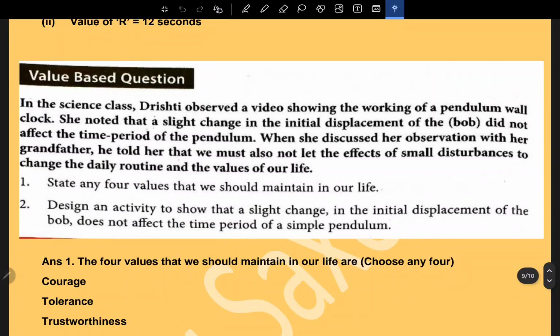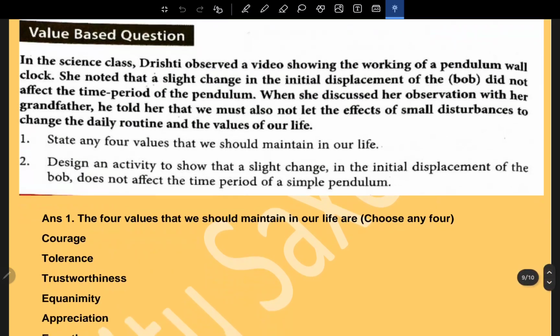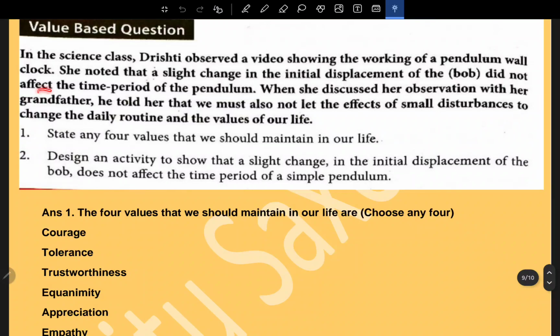Now this is a value based question in science class. Drishti observed a video showing the working of a pendulum wall clock. She noted that a slight change in the initial displacement of the bob did not affect the time period of the pendulum. When she discussed her observation with her grandfather, he told her that we must also not let the effects of small disturbances change the daily routine and the values of our life.